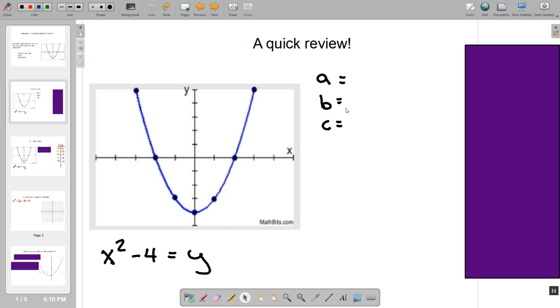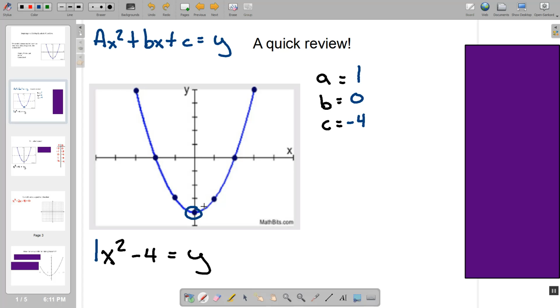So a quick review on graphing quadratics. When we're working with quadratic functions, they are always written in the form ax squared plus bx plus c, and that equals y. So for our problem down here, the number in front of x squared is 1. There is no b value, so that is 0. And our c value would be -4.